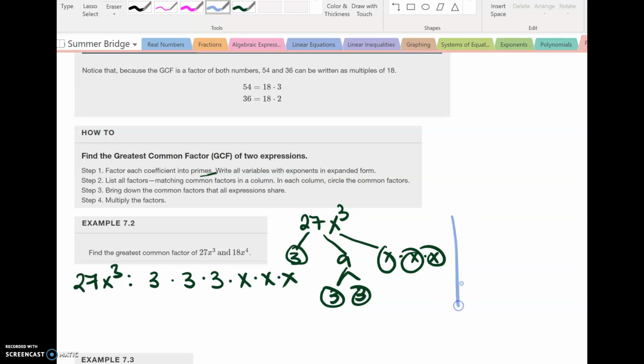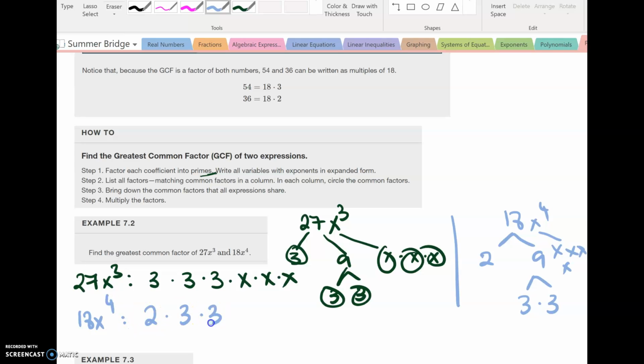Now let's do the same for 18x to the 4th. 18 can be broken down into 2 times 9, and 9 can be broken down to 3 times 3, and then we have x times x times x times x. So 18x to the 4th is 2 times 3 times 3 times x times x times x times x.